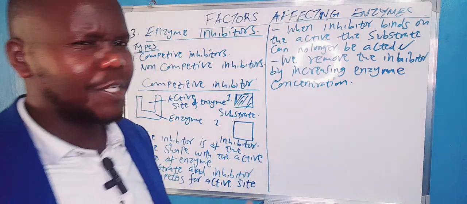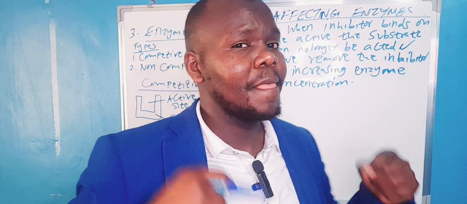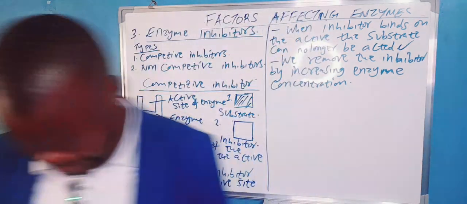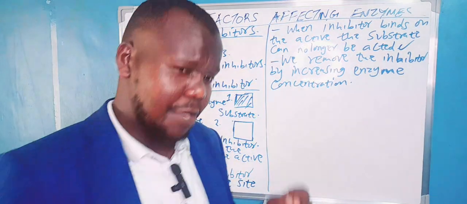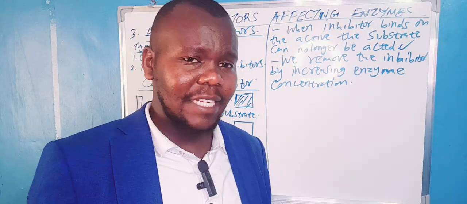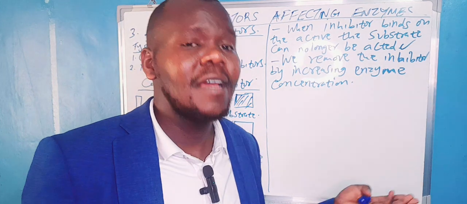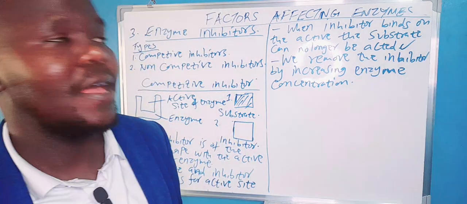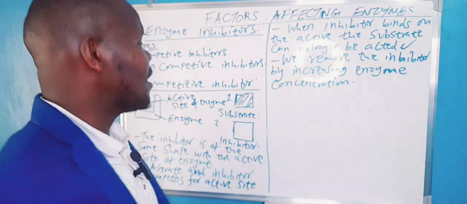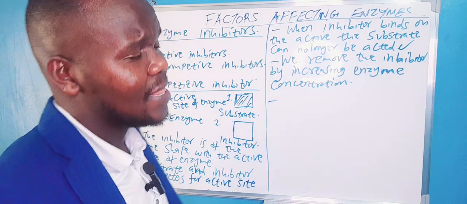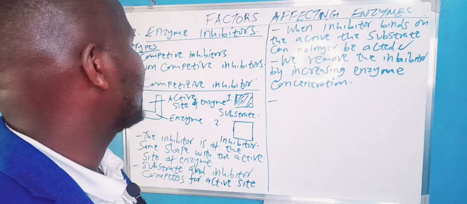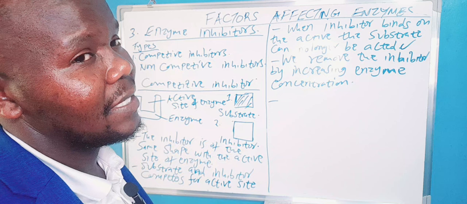Hope you understand this is what we are speaking about. You increase the enzyme concentration. When you increase this enzyme concentration, what does it mean? It means you have increased the active sites of the enzyme. So definitely that chemical, which is our inhibitor, will be eliminated. Then you should understand again that this form of competition is temporary.